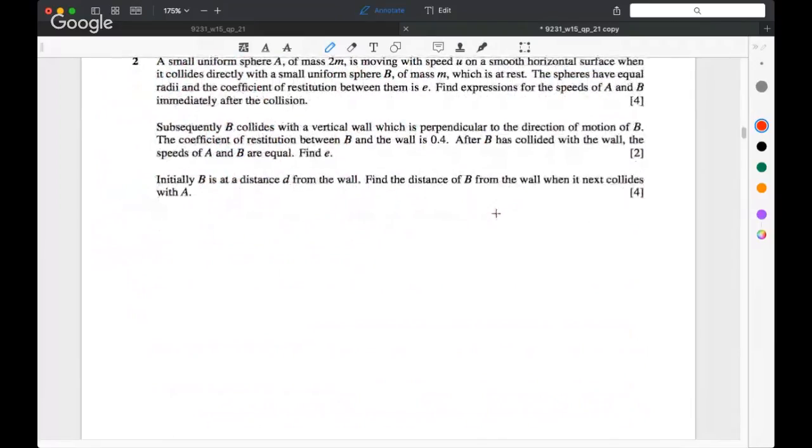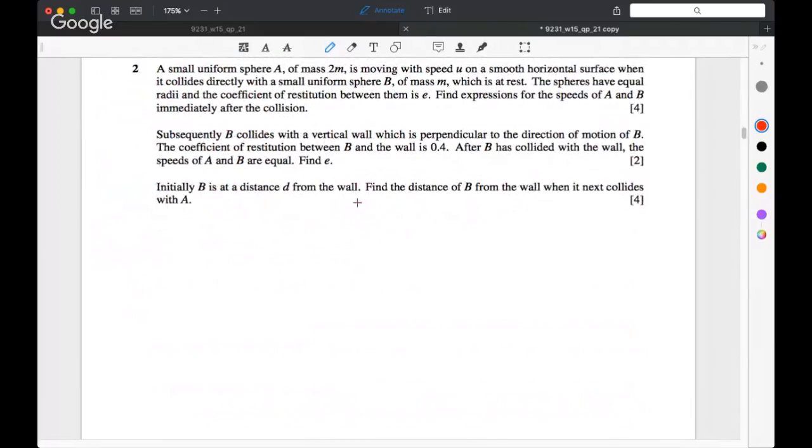Okay. Subsequently, B collides with a vertical wall. So after the collision, it collides with a vertical wall. I'm drawing the wall here. That's a wall. I'll call E dash this coefficient of restitution, just so I don't want to put in a number every time we have to do an equation. After B has collided with this wall, the speeds of A and B are equal.